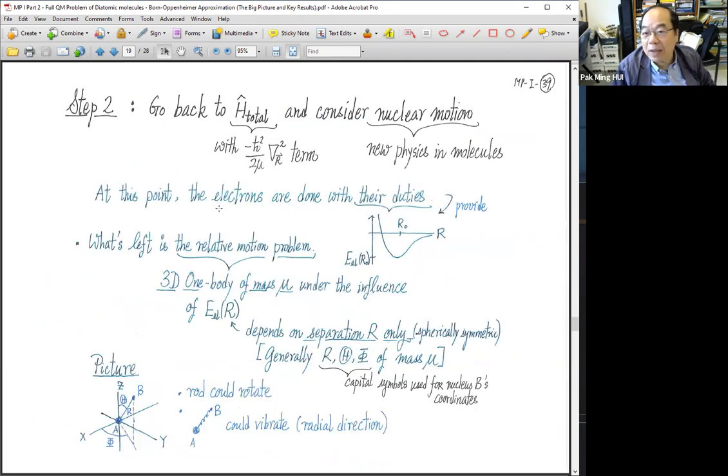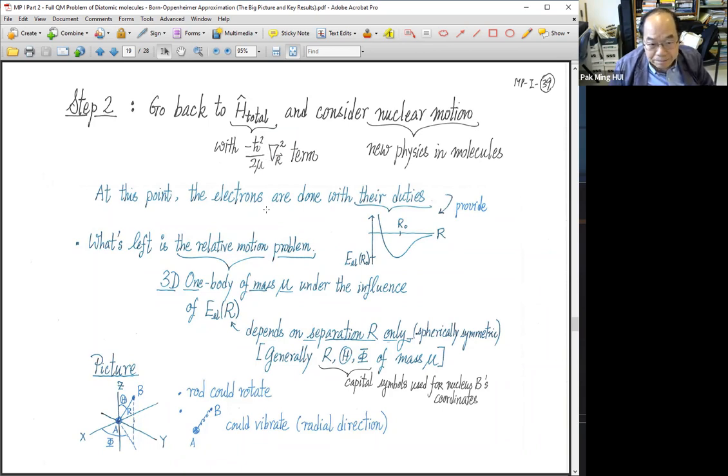So now we are doing step 2. We are including this kinetic energy term of the nuclear motion. This is the relative nuclear motion. Diatomic is easy, only one relative separation. So now we take this thing and consider it again. So we are not completely ignoring that. Only for the electronic part, we take it as a given constant.